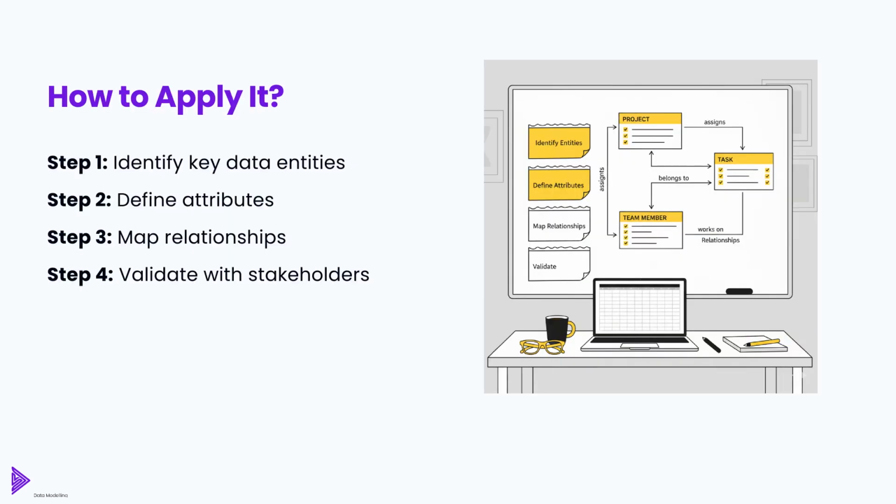How do you actually apply data modeling? Here's the step-by-step approach. Start by identifying the key data entities, the core objects the system cares about. Next, define their attributes, making sure they're meaningful, non-duplicated, and clearly named. Then map the relationships between entities. This is where you model one-to-many or many-to-many connections. Finally, validate the model with stakeholders to confirm accuracy, challenge assumptions, and ensure alignment before moving into solution design.